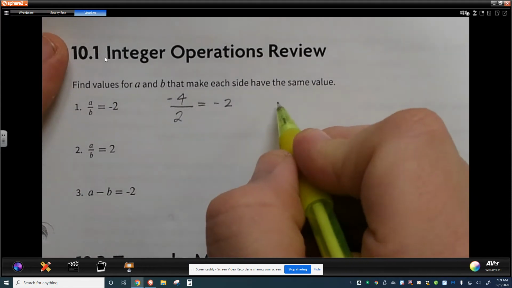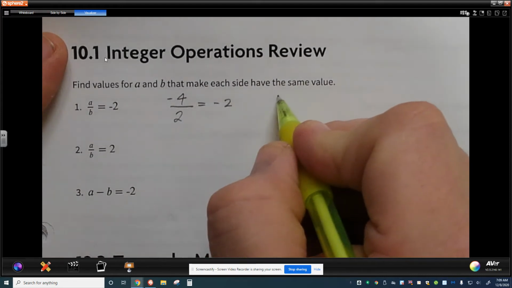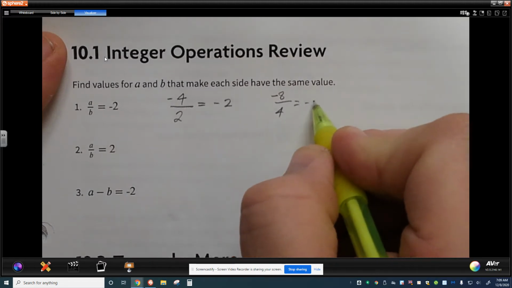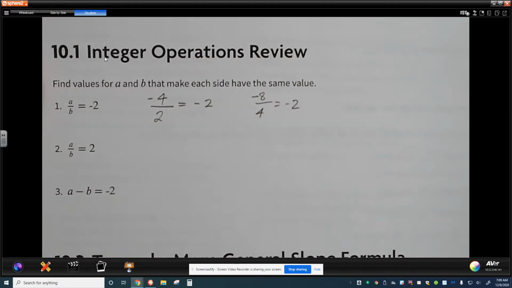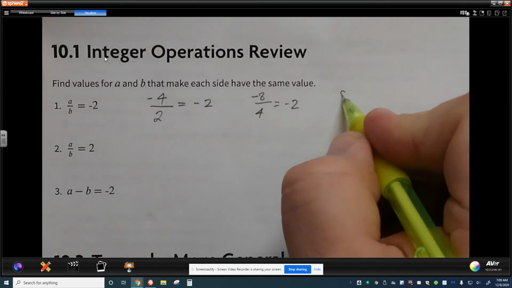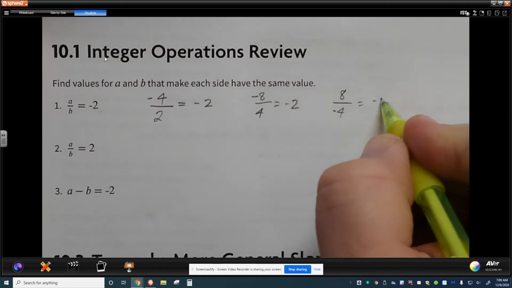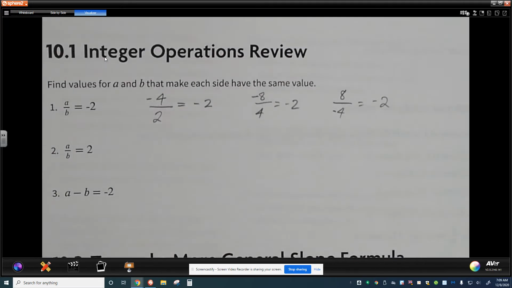Or maybe I want to see something like -8 divided by 4 is -2. Also realize that if I take a value such as 8 and divide it by -4, I get the value of -2. There are literally going to be millions of ways to solve this, so give it your best shot at finding those out. You can use any numbers you want as long as they divide into -2.